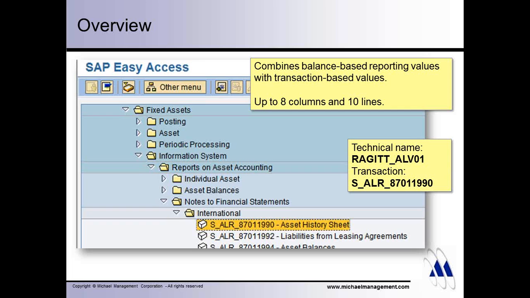Also, it's a pretty big report as far as what values go. You can have up to 8 columns and 10 lines for this report. That means you can have up to 80 value fields on this report. So this makes it a really big and very comprehensive report.